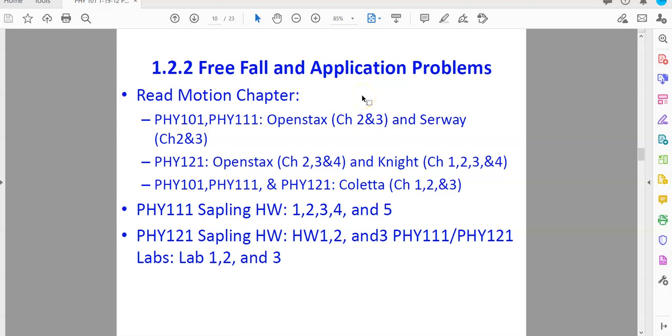Hi all, we are now at the last part of one-dimensional motion, and we're going to be talking about free fall today and what is free fall. And then we're also going to do some application problems where we actually quantify and solve problems just like in our homework.